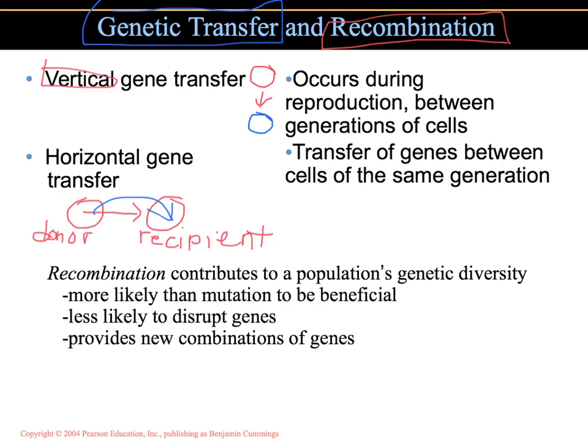The mutation is more likely to be beneficial, so we can get something great, like I mentioned, and it's less likely to disrupt genes. And again, the fact that it's a recombinant, it will provide new combinations of genes. New genes means new characteristics, so this could be great for the cell.